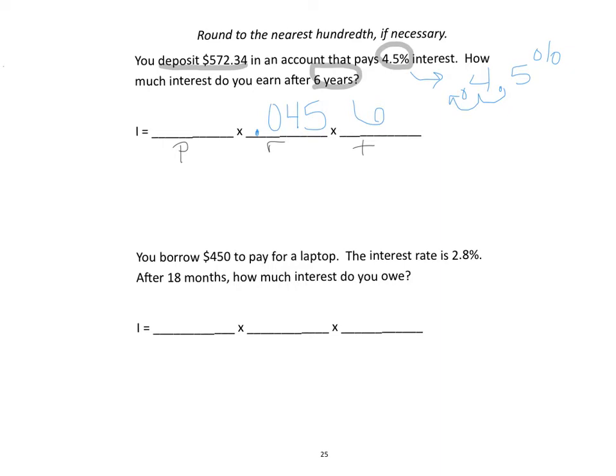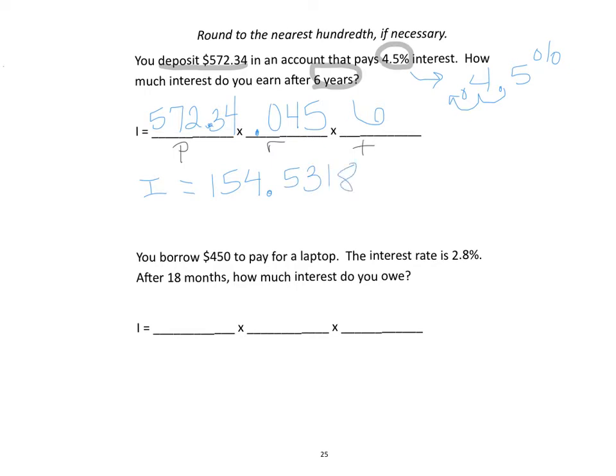The last thing we have to deal with is the $572.34. That's what we deposited. So therefore our principal is $572.34. We use our calculator, we multiply that through, and we end up finding out that I equals 154.5318.